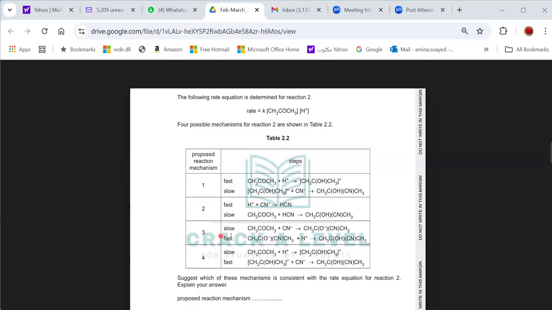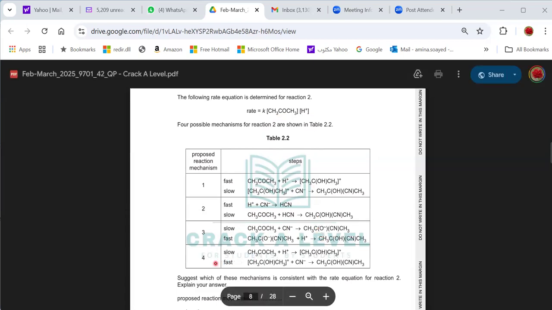When we look at the third mechanism, we see that it is propanone and the cyanide ions that appeared in the slow step, which means that the rate here is equal to the concentration of the propanone times the concentration of the cyanide, which is not the case in our rate equation. So also this is incorrect. But when we look at number 4, we'll see that this is the correct mechanism because in the slow step appeared the propanone and the hydrogen ions that are present in the rate equation.